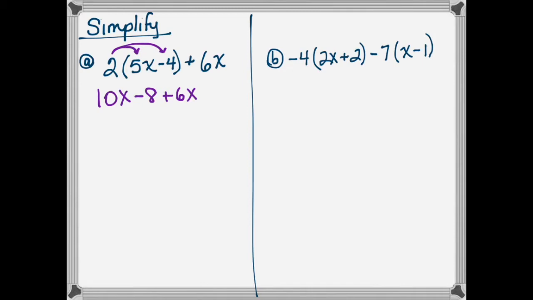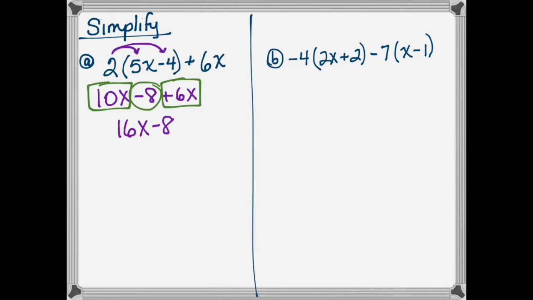Well, now I'm back to combining like terms. I have a 10x here, and I look for all my other x terms, and the only one I have is this positive 6x. The only little lonely number I have there is negative 8. So 10x plus 6x is 16x minus 8.